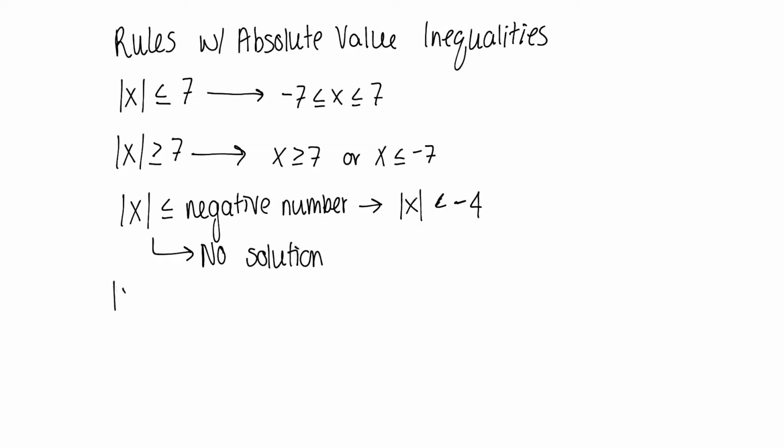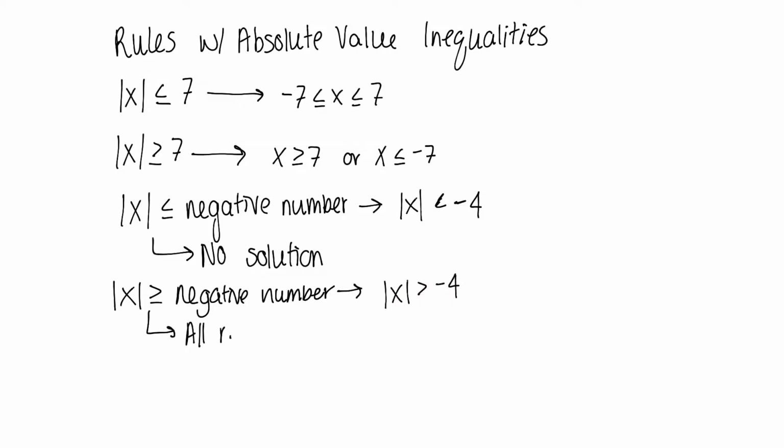On the other hand, if you have the absolute value is greater than or equal to a negative number, something like the absolute value of x is greater than -4, this will be positive, and all positive numbers are greater than all negative numbers. So no matter what you plug in for x, you're always going to get a true statement here. So this would be all real numbers.